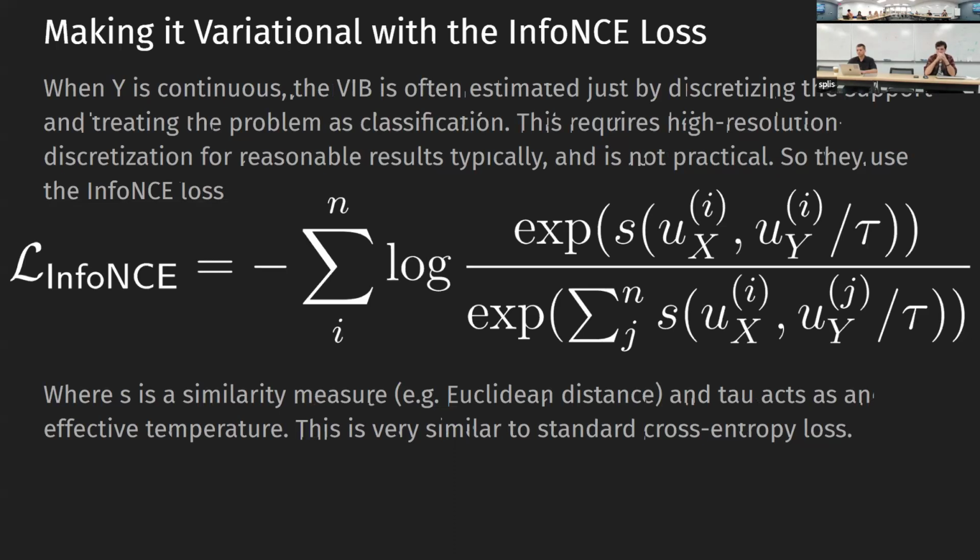Just another implementation note. There's an issue for continuous output Y. Typically, what is done for these kinds of variational information bottleneck approaches is you have to discretize the support of the variable and end up doing a classification problem. If you want a really good representation of your output, the classification is going to grow to be impossibly huge. So they just replace the normal variational loss with this InfoNCE loss, which is essentially like a rehashing of cross entropy, but you can use another distance function other than what is standardly used in cross entropy as a replacement. So you don't have to arbitrarily discretize your output space in order to create some arbitrarily large classification problem. That's just an implementation note.